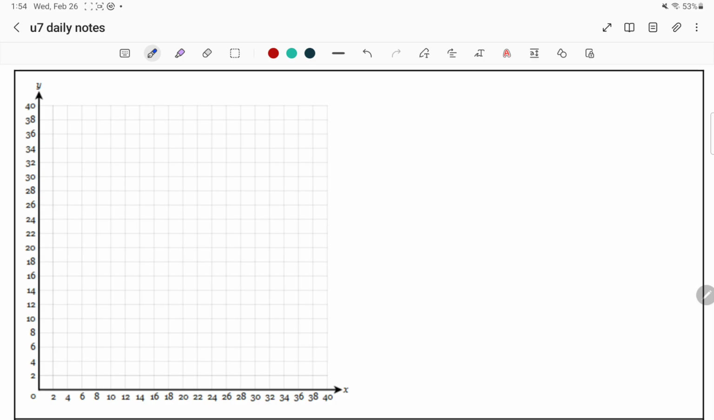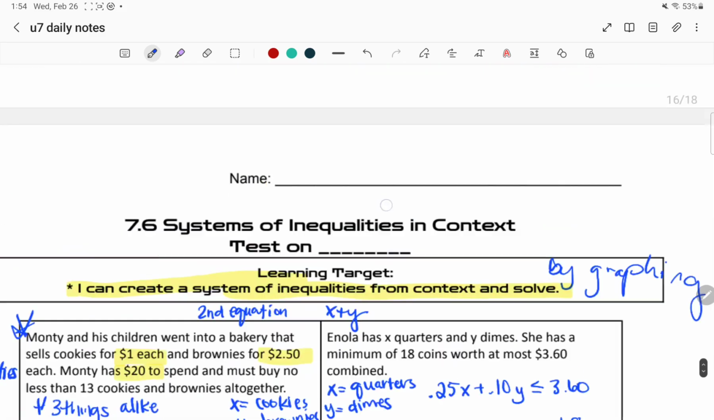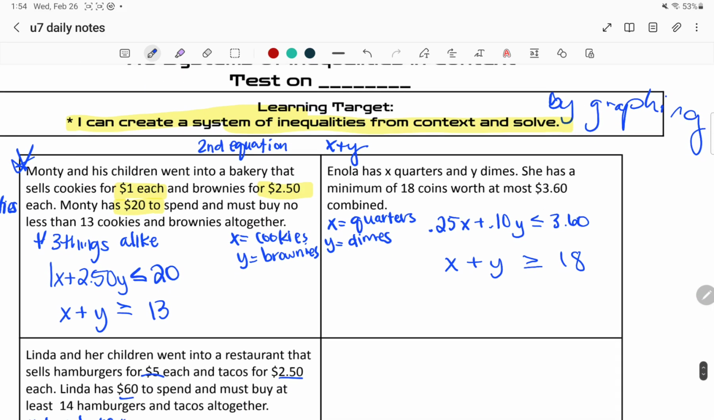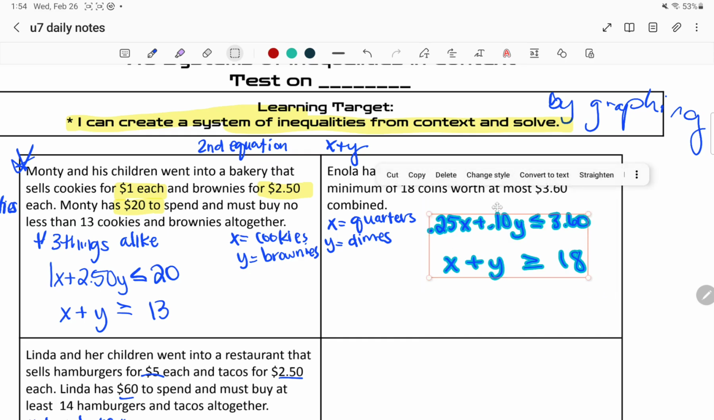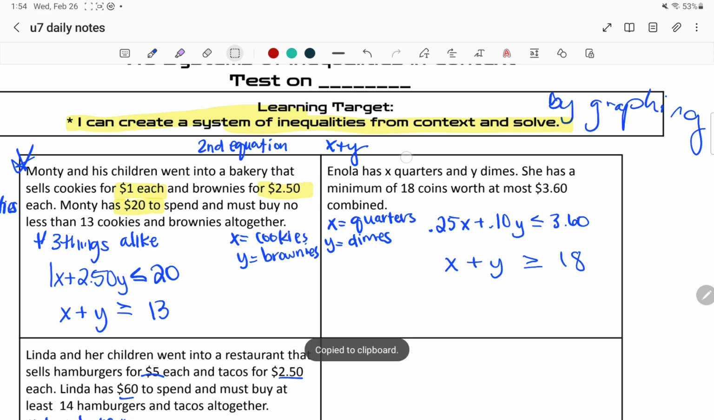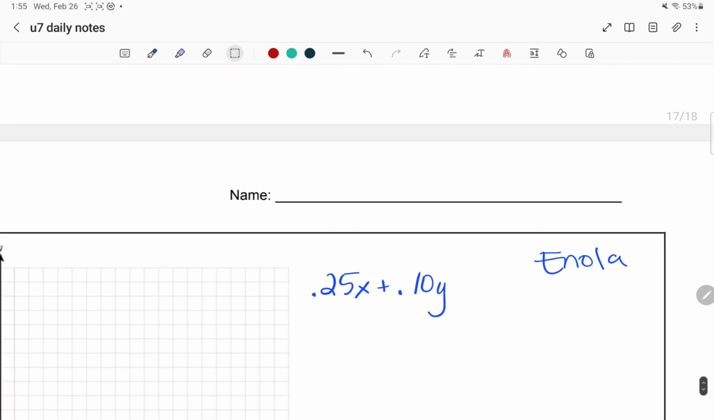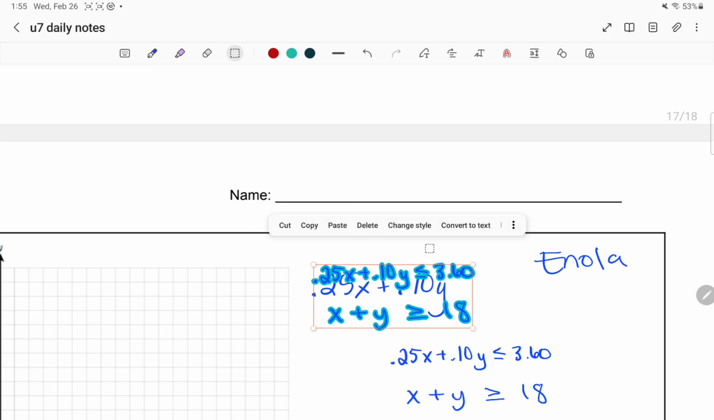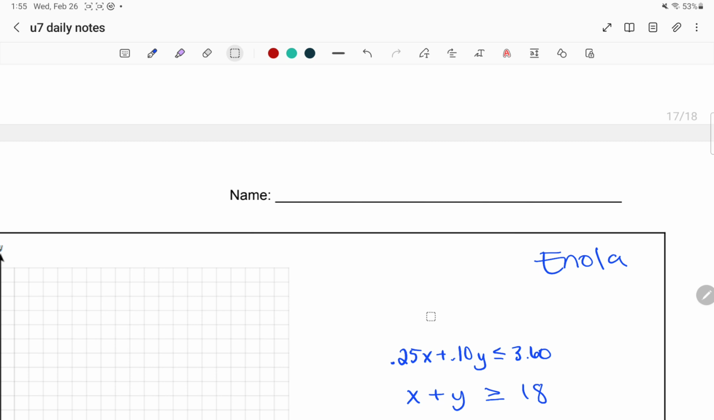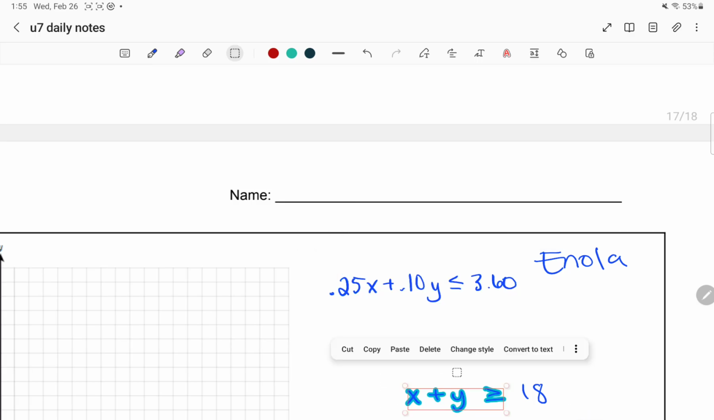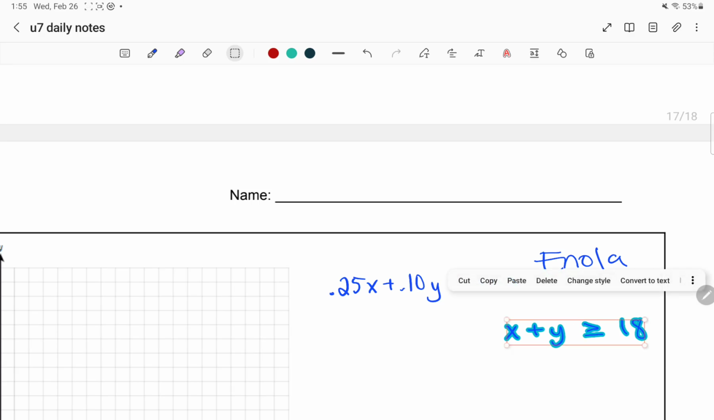This one is Enola. And Enola had quarters and dimes worth at most $3.60. And we had a minimum of 18 coins.